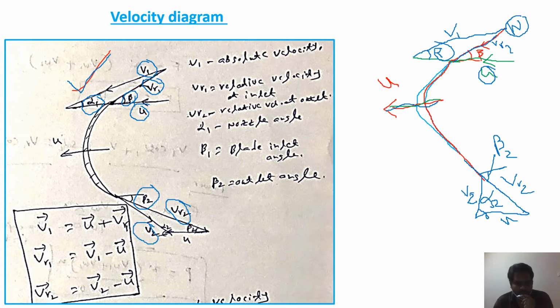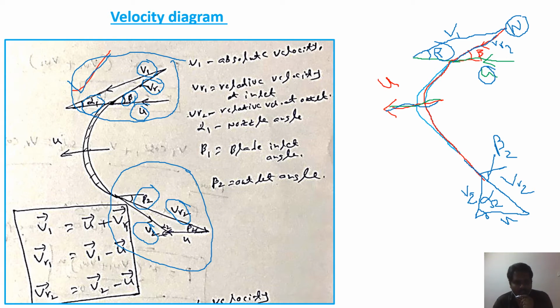This is how we have to draw the velocities and angles. Actually this is not yet a velocity diagram. If we join all velocities and angles in a single diagram, that would be a velocity diagram, which we will see in the next slide. But this is the way we have to draw velocities and angles.